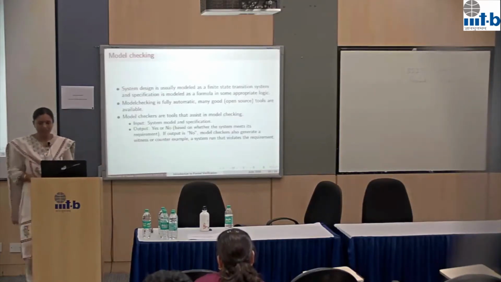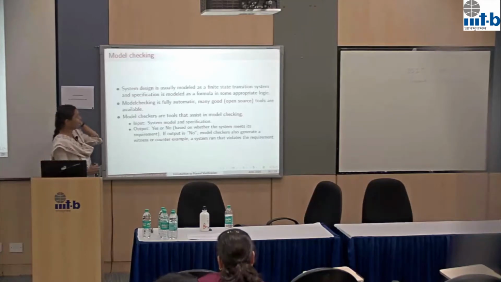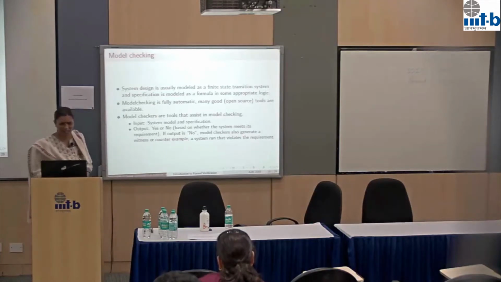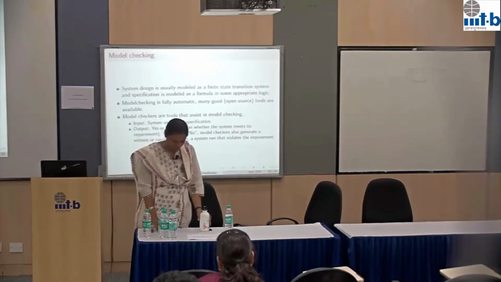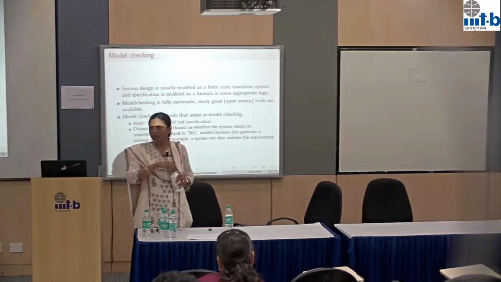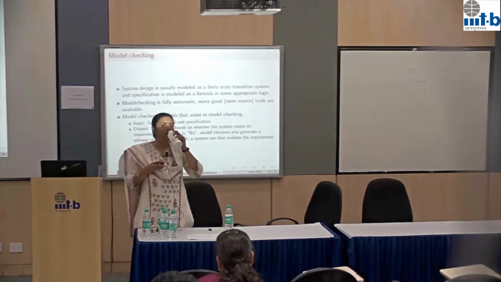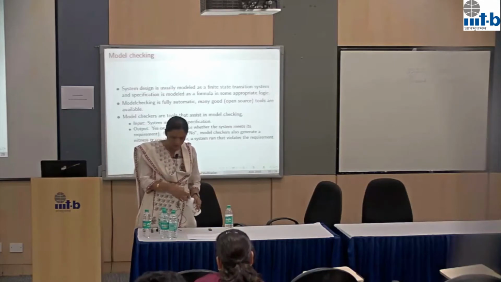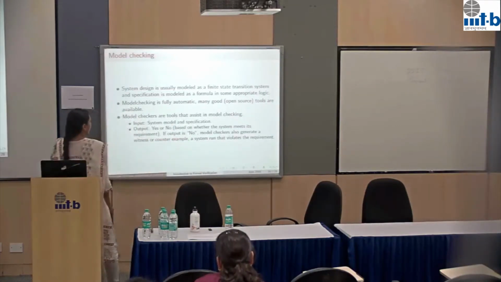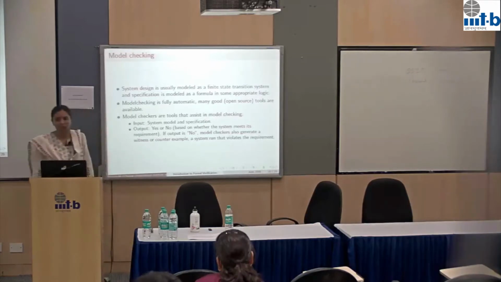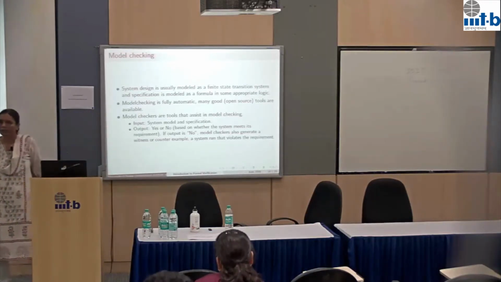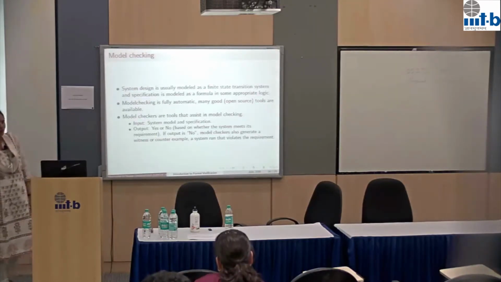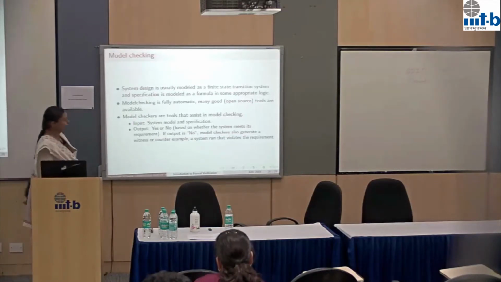In model checking, the system design is usually modeled as a finite state automaton. I've written finite state transition system, but if you know finite state automata, it's the same thing. Just remove the set of final states and you'll get a transition system out of it. The specification is written as a formula in some appropriate logic. Most of you would have studied Boolean logic or propositional logic, as you would call it. But we typically prefer to write specifications in what we call temporal logics or first-order logic. I'll introduce you to a temporal logic tomorrow.